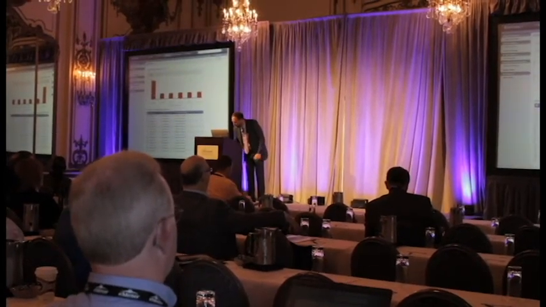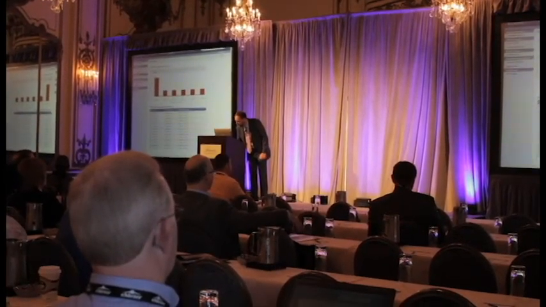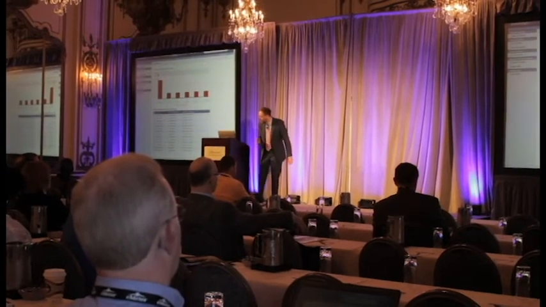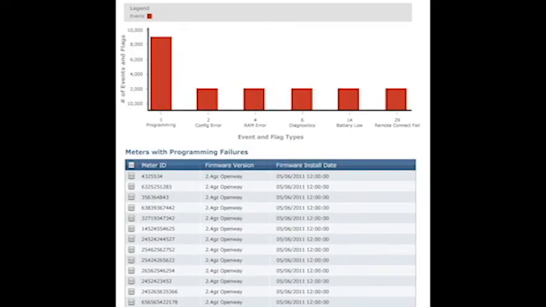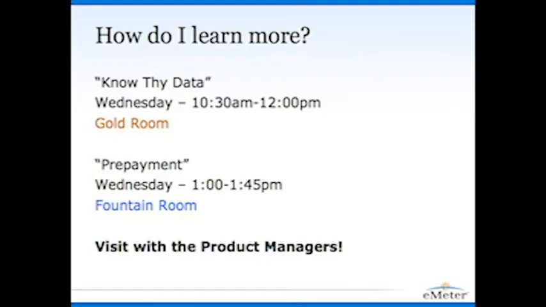And what I see here is that looks like there was a firmware upgrade here on May 6th for all of these meters that are not reporting and reported programming events. So this is the type of troubleshooting that we want to enable with the new reporting platform, really showing the dashboard and being able to drill down and make sense of the data, unlocking the power of that data so you can be more operationally efficient.